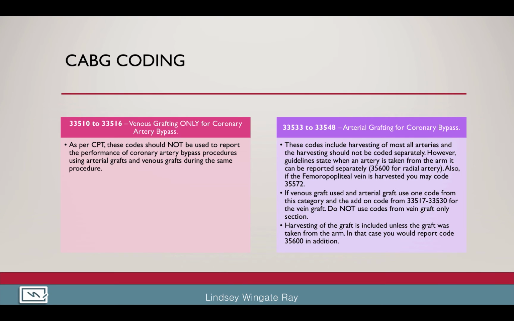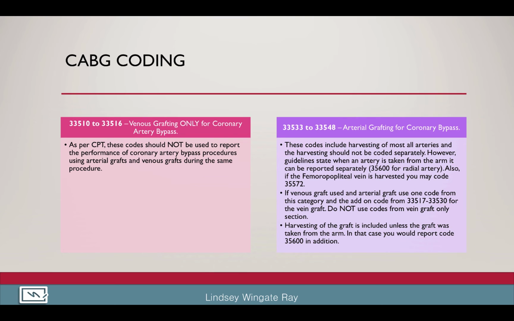Codes 33510 to 33516 are for venous grafting only for coronary artery bypass. So that means a vein is being used for grafting, not an artery. As per CPT, these codes should not be used to report the performance of coronary artery bypass procedures using arterial grafts and venous grafts during the same procedure. It is only used when they are only using a venous graft.